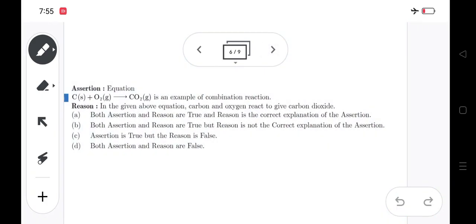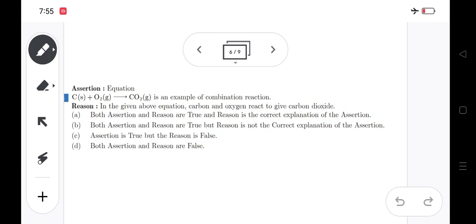Another assertion reason type question. Assertion: C plus O2 gives CO2 is an example of combination reaction. Yes, correct. C plus O2 gives CO2 is a combination reaction. Reason: In the above reaction, carbon and oxygen react to give carbon dioxide.